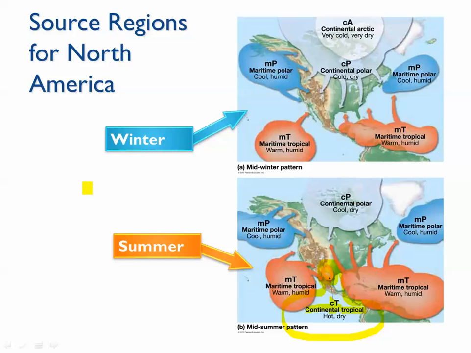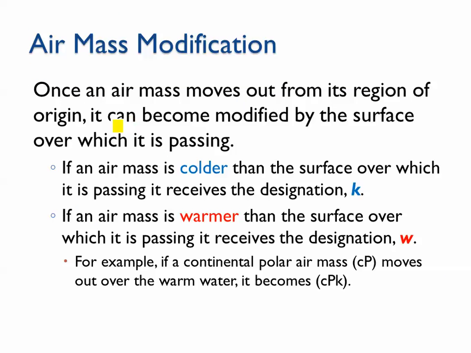So now let's talk about how those air masses are modified. When we have an air mass that moves out of its region of origin, it can become modified by the surface over which it passes. And the key thing I want you to think about here is that this K or W designation is not saying that K means the air mass is cold. It's saying that the air mass is colder than the surface. So it's a relative temperature. If the air mass is colder than the surface, then it gets a K. And if it's warmer than the surface over which it passes, then it gets a W.